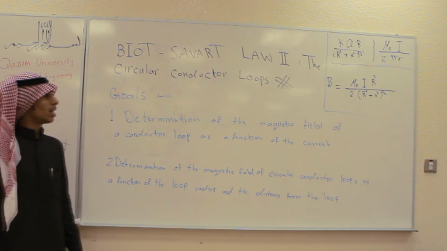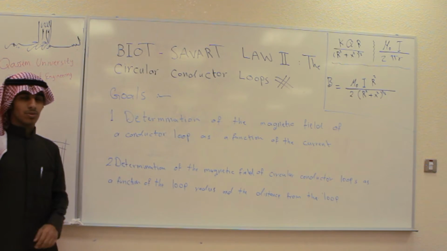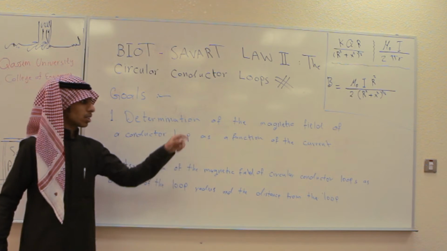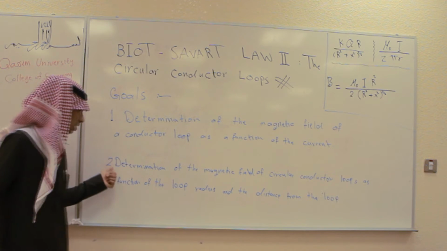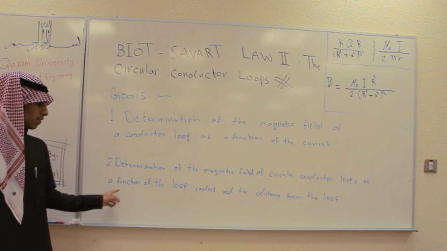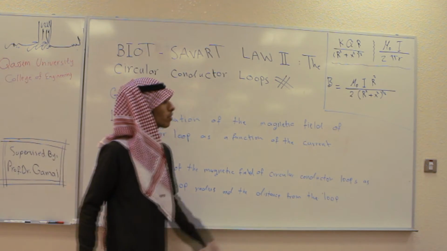The second experiment today is the circular conductor loops. We have two goals in this experiment. The first one, determination of the magnetic field of a conductor loop as a function of the current. And the second one is determination of the magnetic field of a circular conductor loop as a function of the loop radius and the distance from the loop.